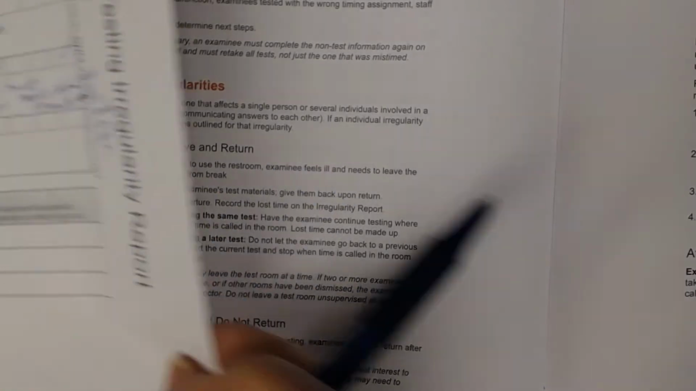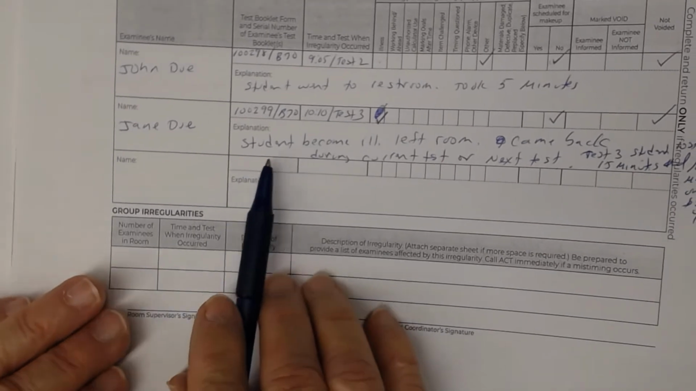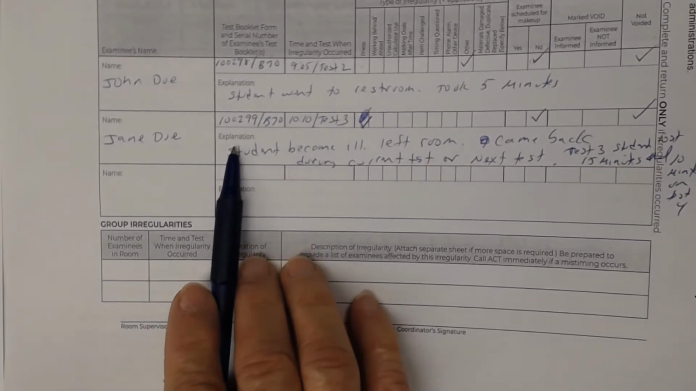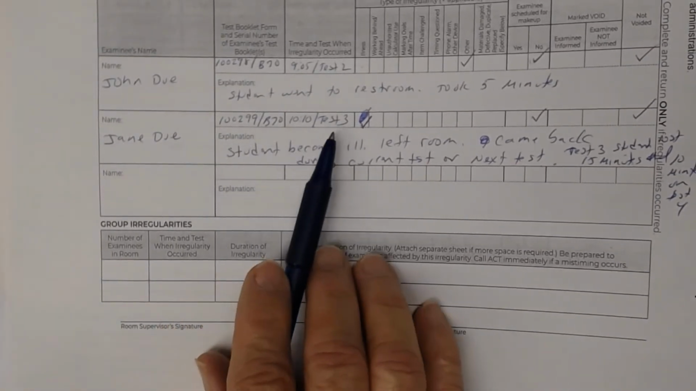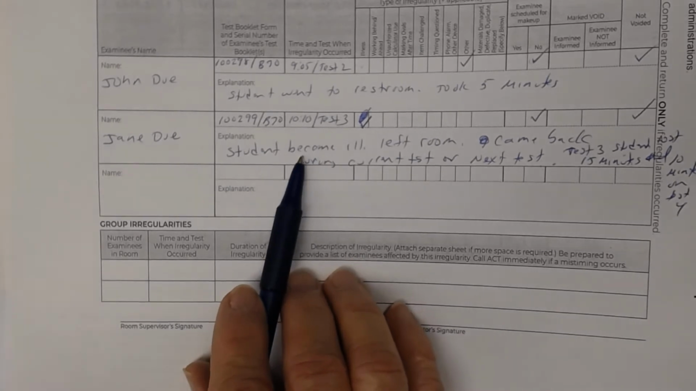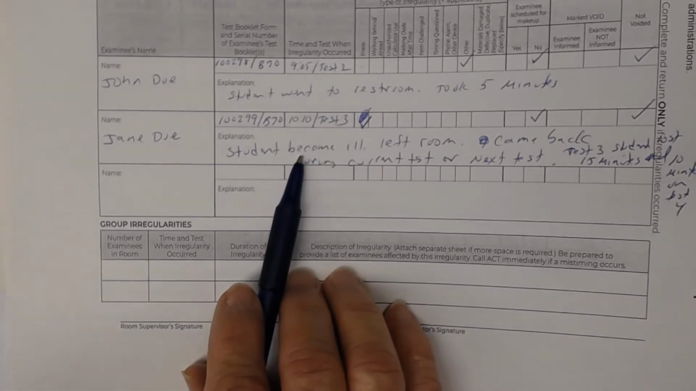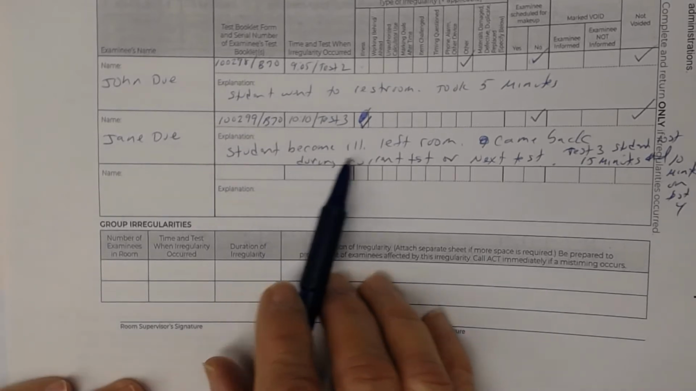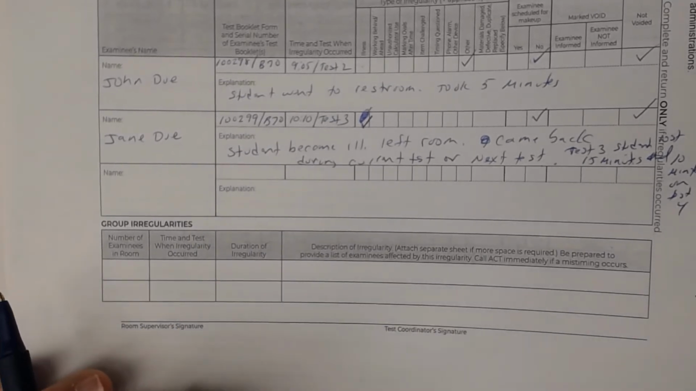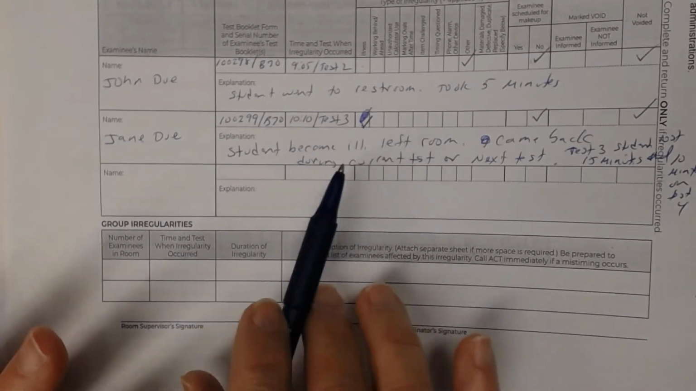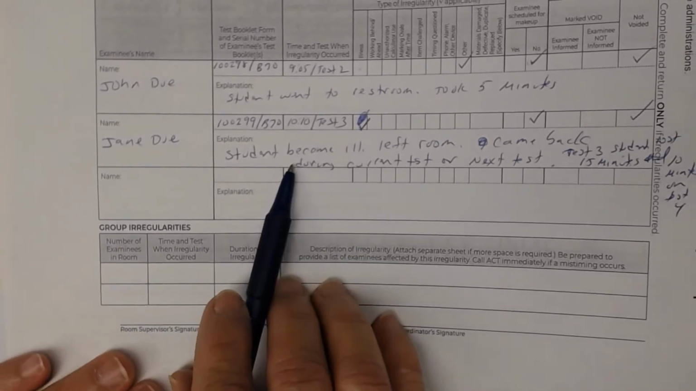Okay, so let's suppose Jane Doe became ill, wasn't feeling well. So left the room and came back to take the test. All right, so did not go home, just came back. That's a different scenario. They go home. So came back to take the test.